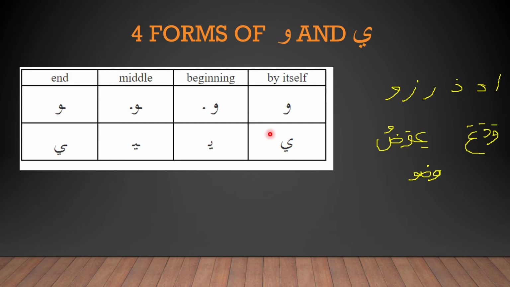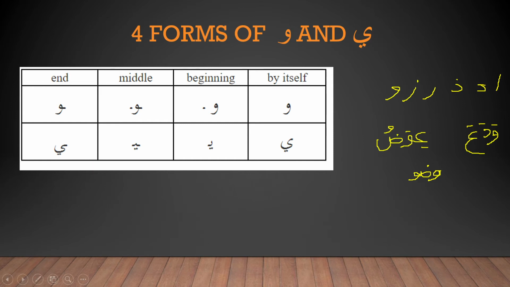Now let's look at ya. By itself, ya is like this. In the beginning and the middle, ya loses its loop and becomes like ba ta. You know ba ta beginnings? This is exactly that. And at the end, this is how ya looks. Also, one important point is that over here at the end, the ya will be below the line.